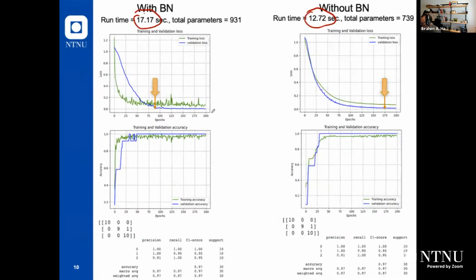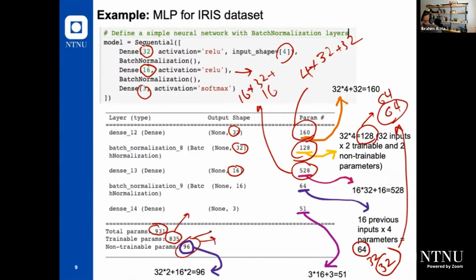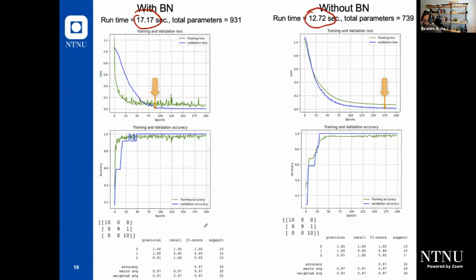I trained this model for 200 epochs, but as you can see here, we converged faster. The runtime here is much higher because in this model we have two extra batch normalization layers, so we should accept that, and we have more parameters. If I remove those batch normalization layers, the number of parameters will be much less. So the model will train faster, in 12.7 seconds, but with batch normalization the calculation time will be much higher.